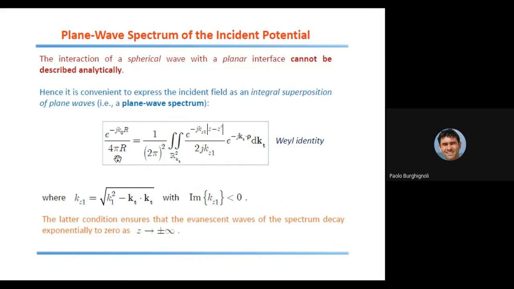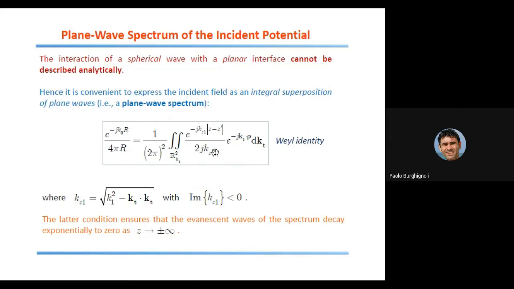As you can see at the left-hand side, we have the spherical wave, the free space Green's function, and at the right-hand side, we have a double Fourier integral, so an integral made with respect to the spectral variables kx and ky, which are the components of the vector kt, where t stands for transverse. Inside the integral, we have the Fourier exponential, e to the minus j, the dot product of the vector kt and the transverse position vector rho.